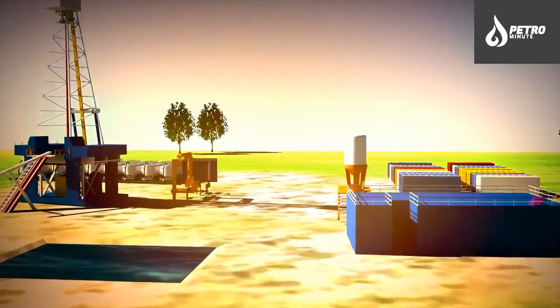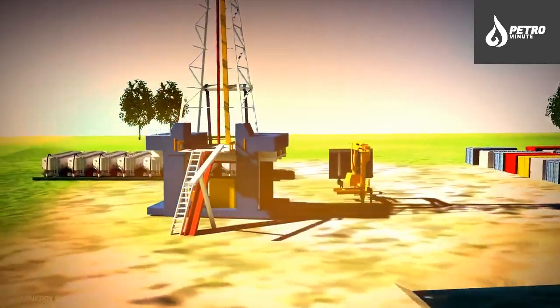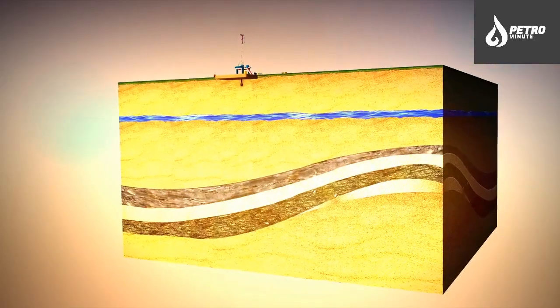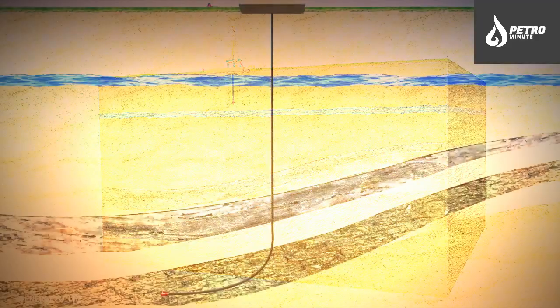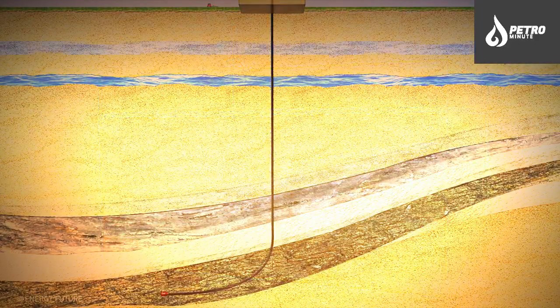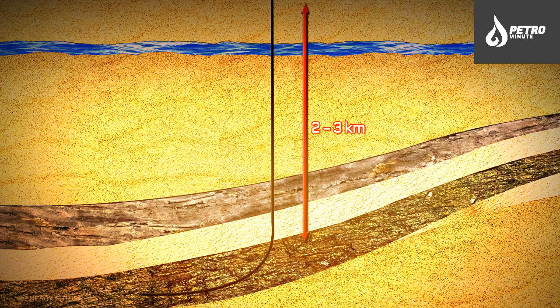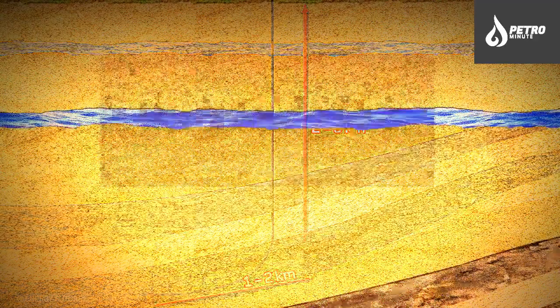Shales and other tight rocks can be stimulated using two principal techniques: horizontal drilling and hydraulic fracturing. Horizontal drilling enables the well to penetrate a greater section of the reservoir than would be possible with a vertical well, increasing contact between the borehole and the formation. Hydraulic fracturing, known as fracking, involves pumping water at high pressure into the reservoir to create fractures in the rock, increasing its permeability. Shale gas wells are typically 2 to 3 kilometers deep, with horizontal sections 1 to 2 kilometers long.